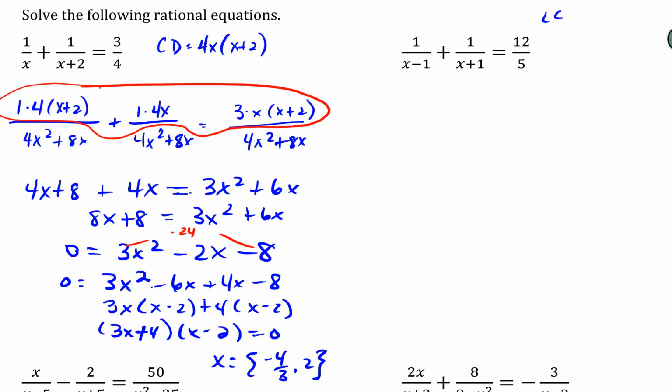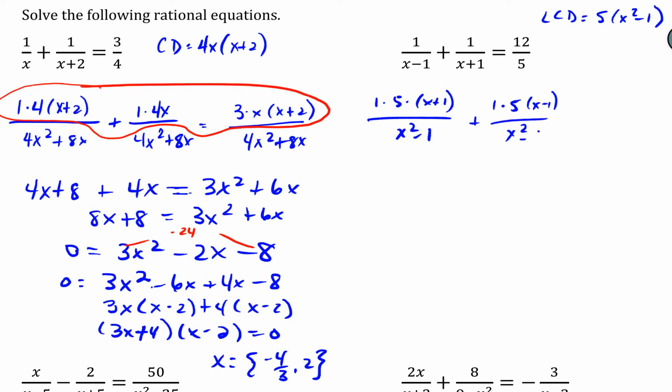The least common denominator here, or the common denominator, whatever you want to call it, is 5 times x squared minus 1. I know x squared minus 1 because x minus 1 and x plus 1 multiply to that. So for the first fraction, I have to multiply a 5 and an x plus 1, giving me x squared minus 1. For the second fraction, I have to multiply a 5 and an x minus 1. That gives me an x squared minus 1. And for the last fraction, I have to multiply just this x squared minus 1 to top and bottom because it already has the 5.